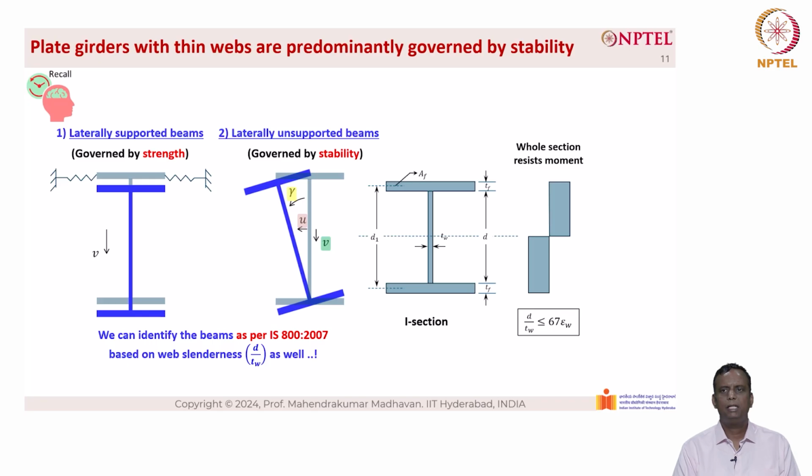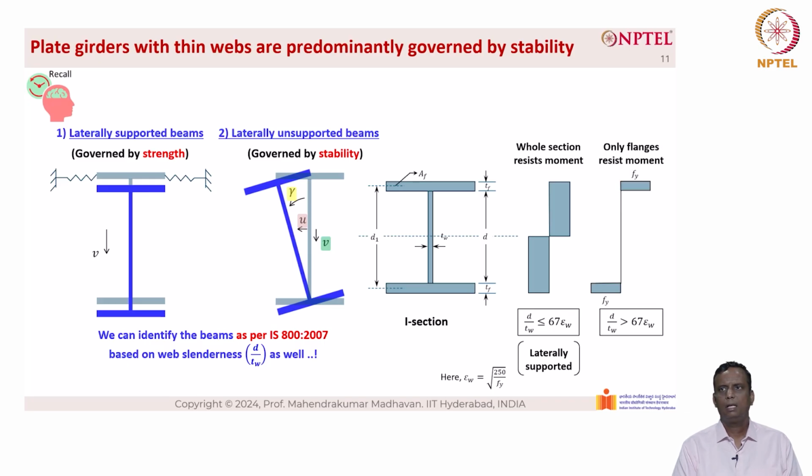Here, when d by tw is less than 67 epsilon, where epsilon is given as root of 250 by Fy, it can be considered as laterally supported and the whole section resists the moment. In the next picture, you can see that it is a thin web when d by tw is greater than 67 epsilon. Here only the flanges resist the moment, and basically these are plate girders with thin webs, and they are susceptible to what is known as shear buckling.